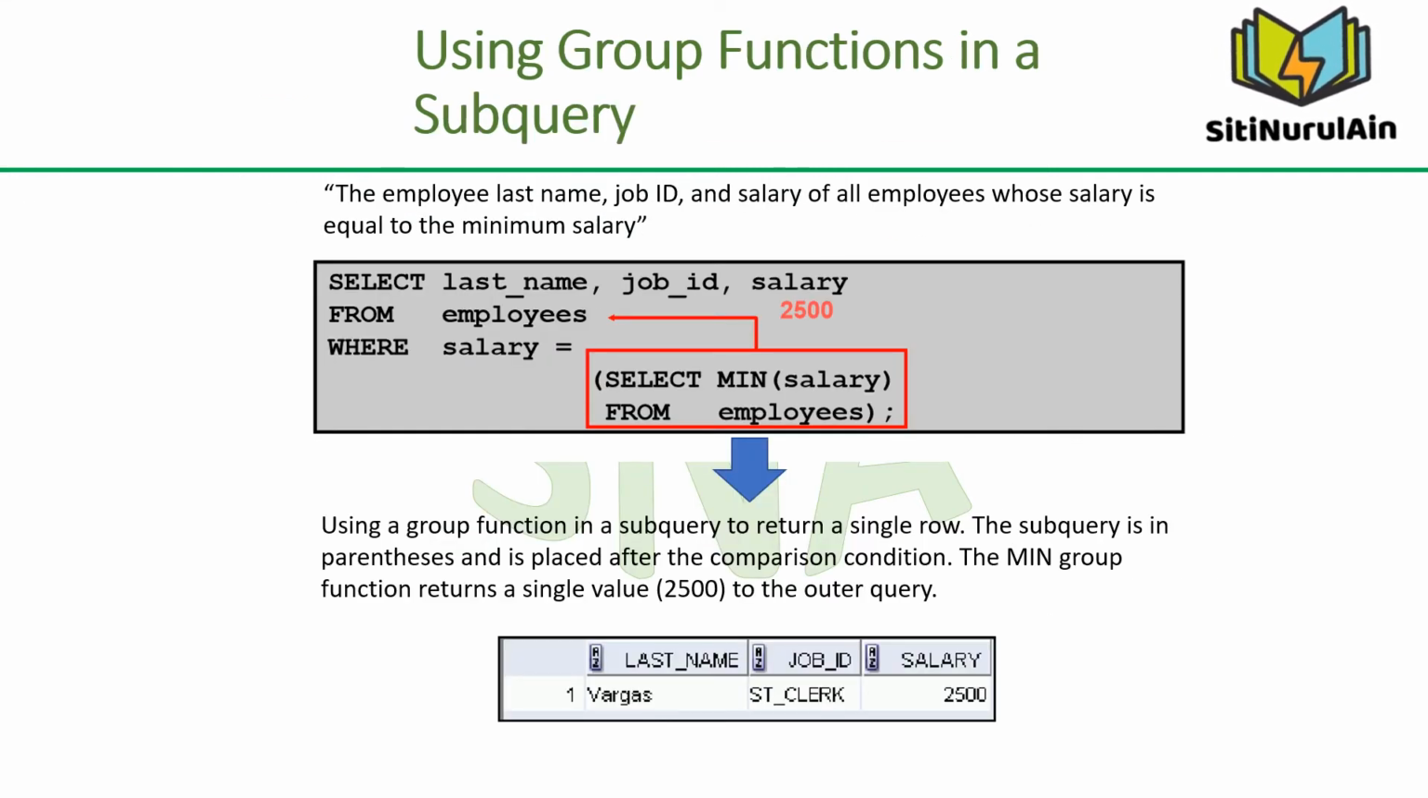You can display data from a main query by using a group function in a subquery to return a single row. The subquery is in parentheses and is placed after the comparison condition. The example in the slide displays the employee last name, job ID, and salary of all employees whose salary is equal to the minimum salary. The min group function returns a single value, 2500, to the outer query.